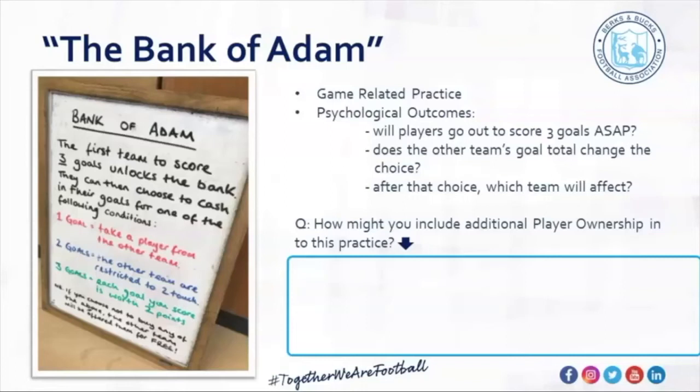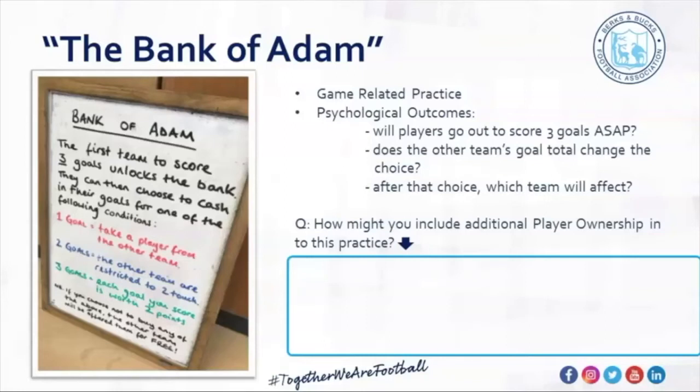And it's to find out the different psychological outcomes like I put on there. So will your players go and score 3 goals ASAP? Will they go, do you know what, if we want to get 3 before the other team because then we get the conditions? Does the other team's goal total change the choice? If the other team has scored 1 or 2, does that reflect on the decision they make? Because a lot of teams will look at that and go, oh, we want to get to 3 first because we want to take the 3rd one. Each goal's worth 2. But by the time they get to 3, if they get there, the other team may have scored 1 or 2, so it changes their thought process.